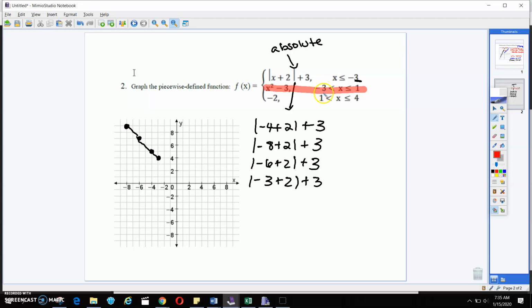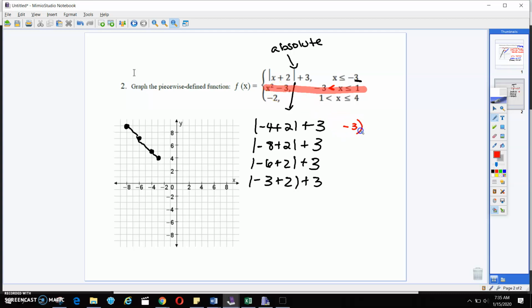Well, we want to include that -3, right? Why? So just because there isn't a line under here doesn't mean we don't plug it in. But we're just going to put an open circle in just 1 second. So we're going to take -3 and we're going to plug it into this equation.